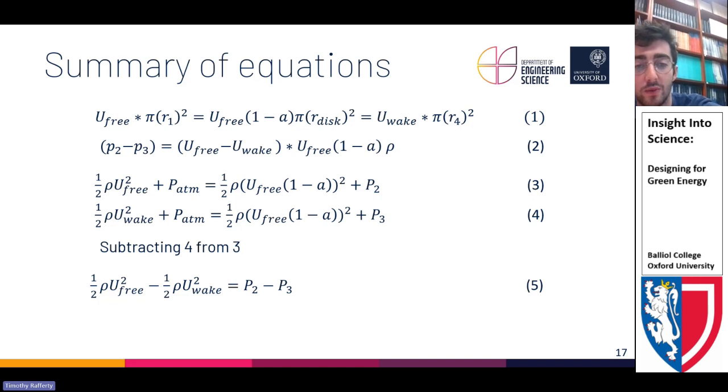And you can see the reason why we've done that is, if you look at equation 5 and then look at equation 2, we never needed to know pressure 2, and we never needed to know pressure 3. We can just substitute one into the other. It makes our lives a lot easier.